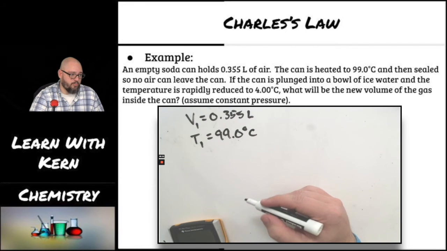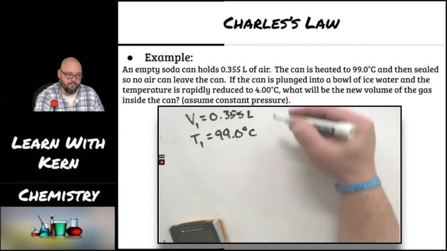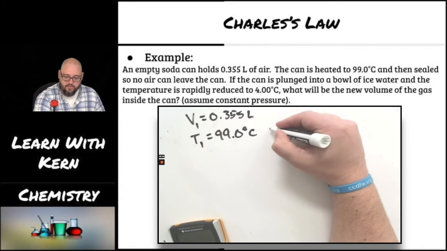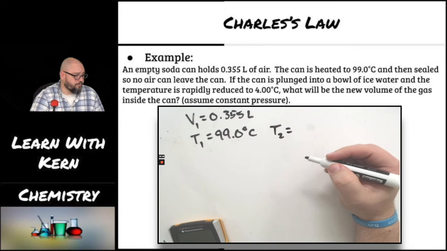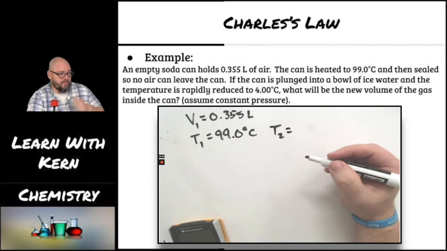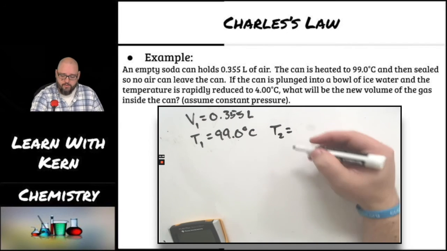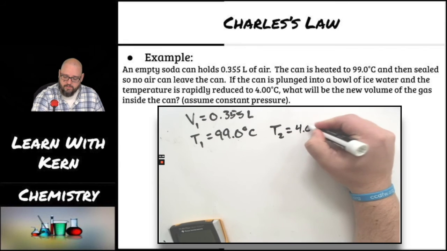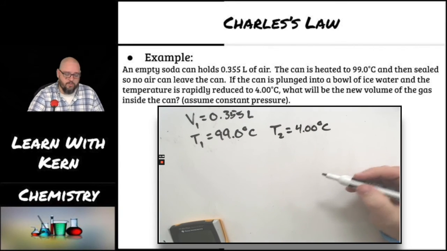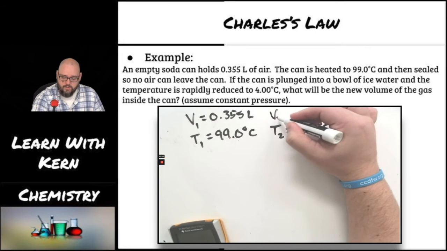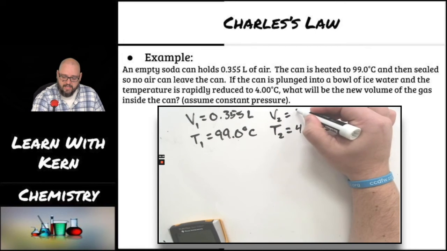So if the can is plunged into a bowl of ice water, its temperature is going to change, obviously. And the temperature is rapidly reduced to 4.00 degrees Celsius. So that's 4.00 degrees Celsius. What is the new volume? So now I want to know the volume of the gas.